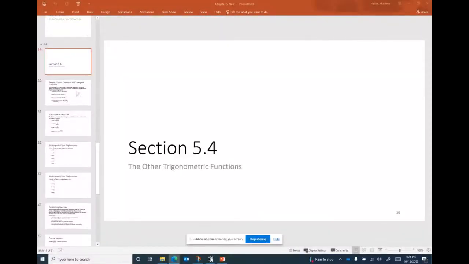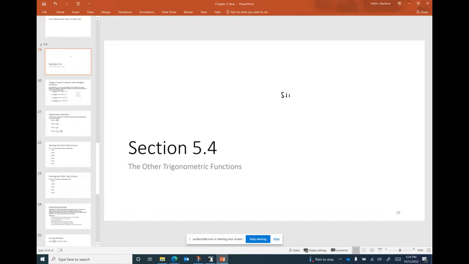Hey there, this is the lecture for section 5.4, the other trigonometric functions. All right, in section 5.3, we talked about the definition of the sine and the cosine. Let's just review that quickly.